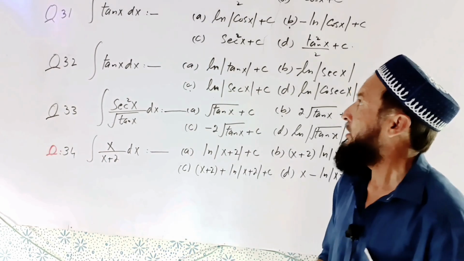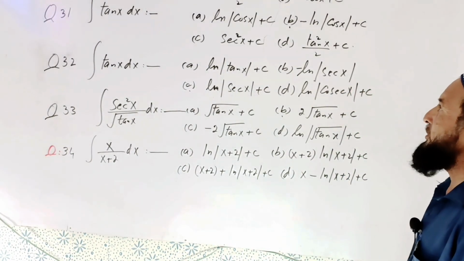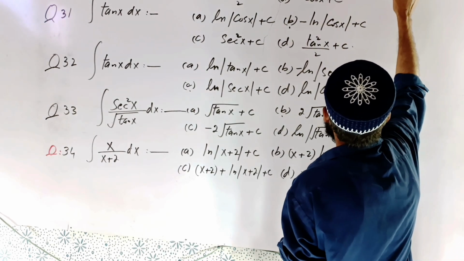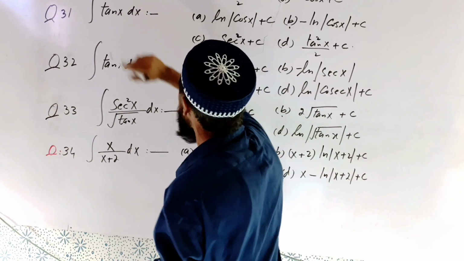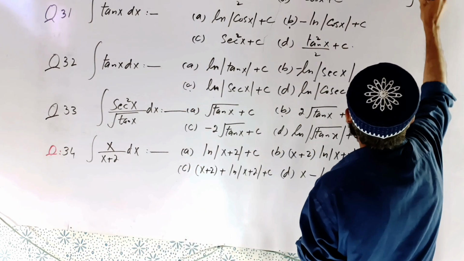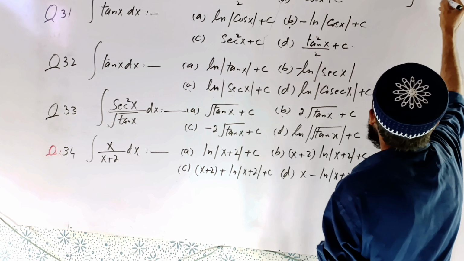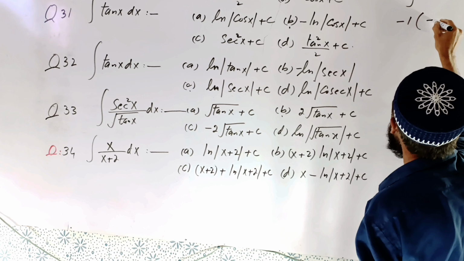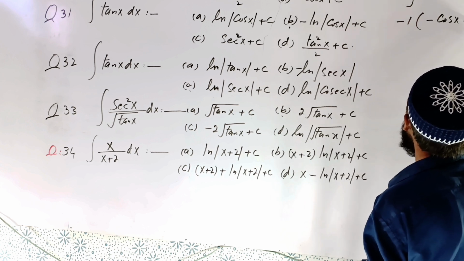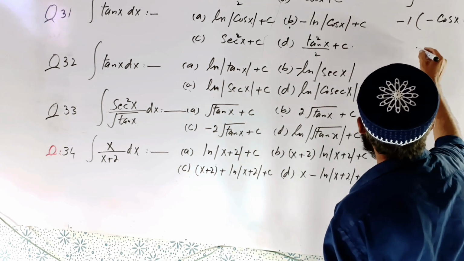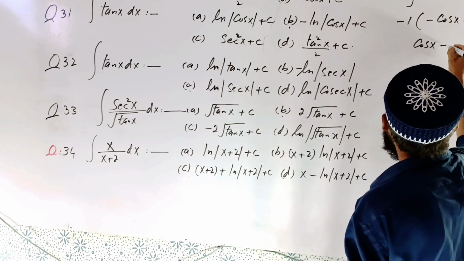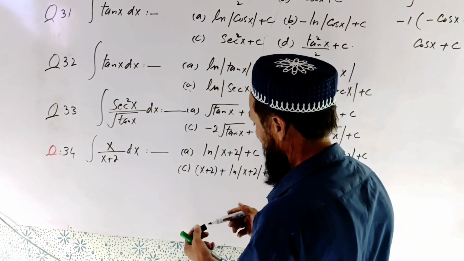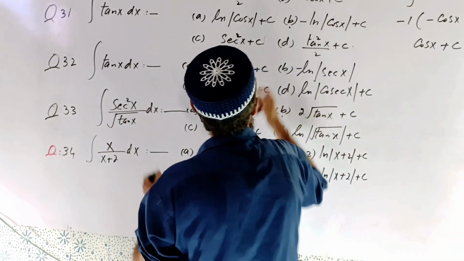Question number 30, integration of minus sin x dx. As we know, first of all the coefficient of sin x is equal to minus 1. We can write minus 1 sin x dx. So integration of sin x is equal to minus cos x plus c. Minus multiplied by minus, so we get cos x plus c. Cos x plus c is the correct option here. D is the correct option.